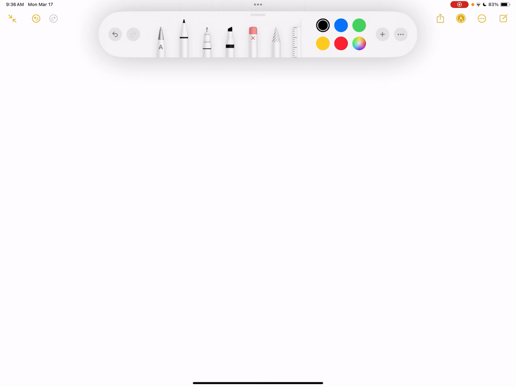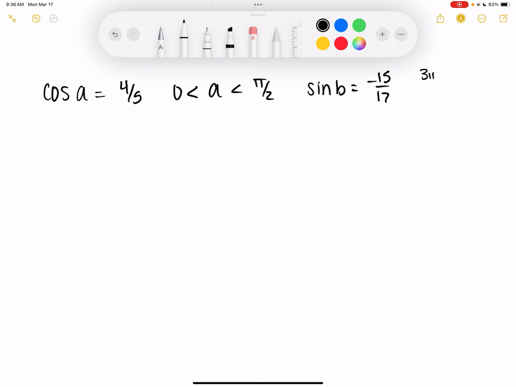All right, so evaluating expressions. Evaluate the expression given that the cosine of A is equal to 4 over 5 with 0 less than A less than pi over 2, and sine of B is negative 15 over 17 with 3 pi over 2 less than B less than 2 pi.